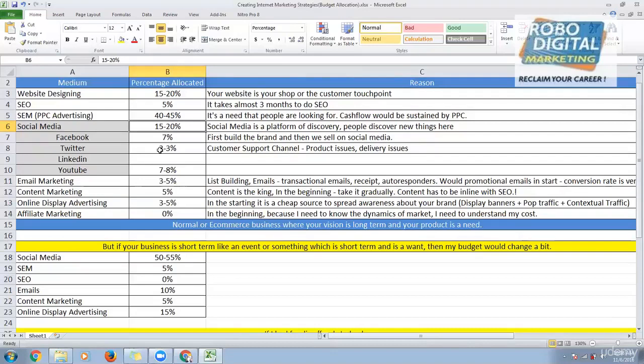Next is content marketing. What is content marketing? Content marketing is where you develop the content and publish it. It requires 5%. Why 5%? Because the human resource required in this is a bit expensive, because good quality content will let you grow in all directions.